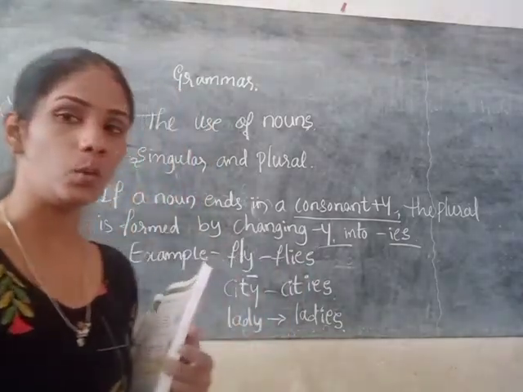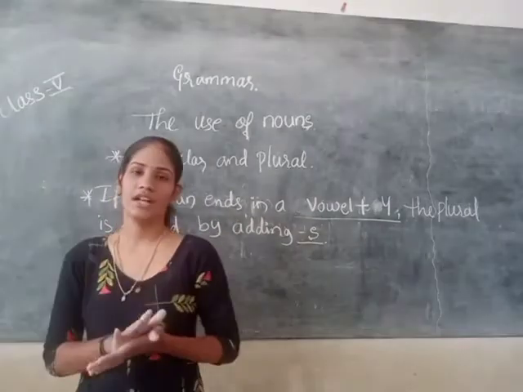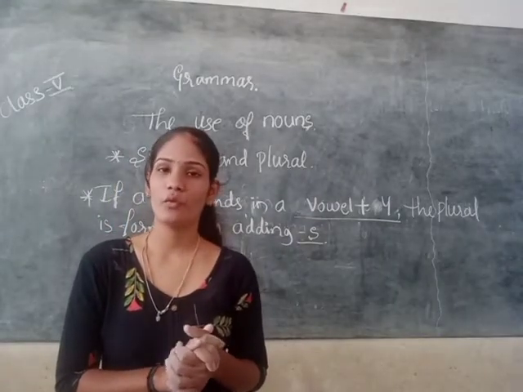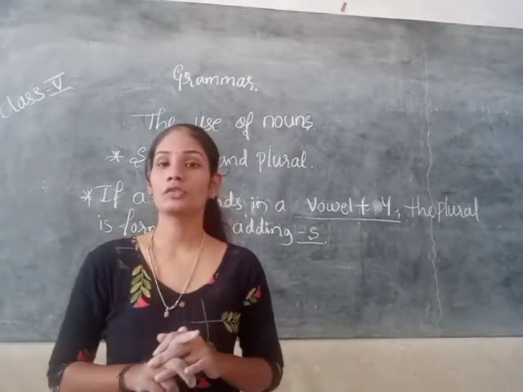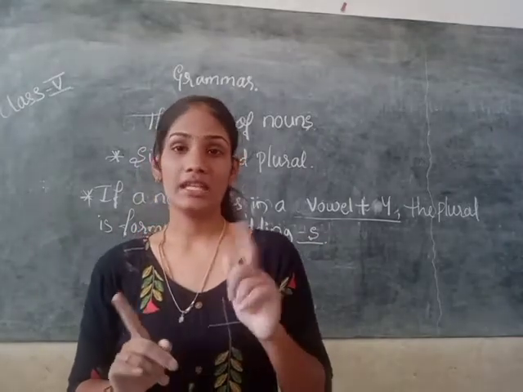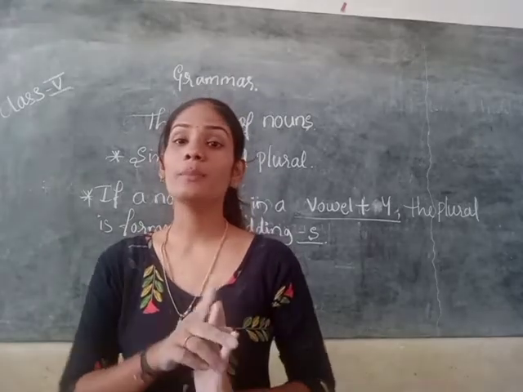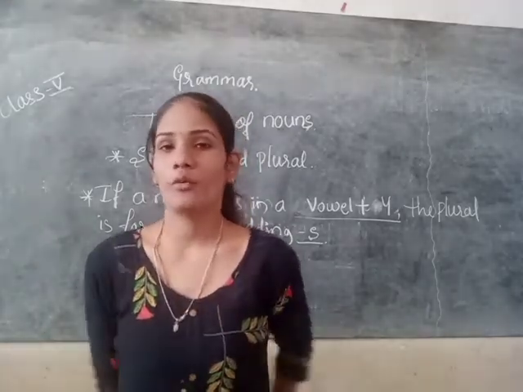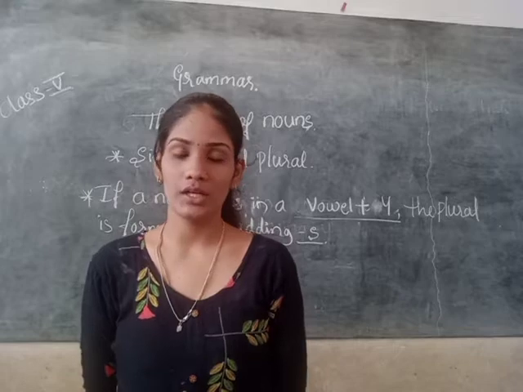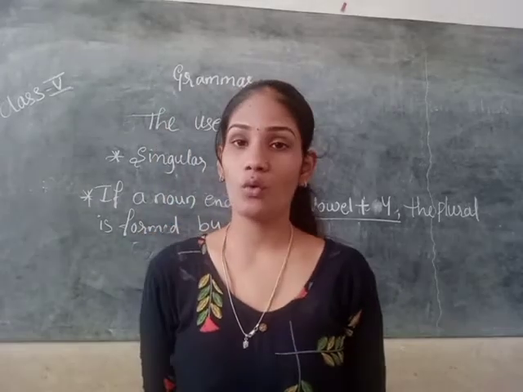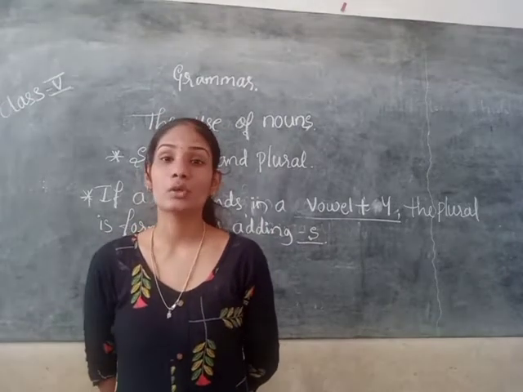Okay students, we came to know that if the word ends with Y and before the Y there is a consonant, we have to add IES instead of Y. So if the word ends in a vowel plus Y, how to form the plural? Yes, students, if the word ends with vowel plus Y, then we have to add S to make the plural.